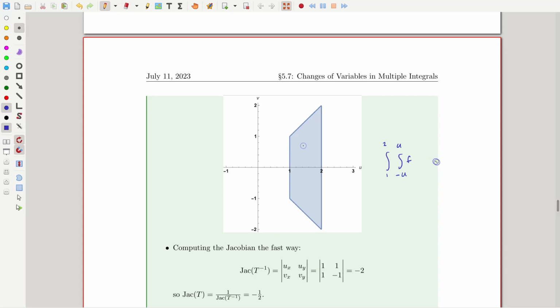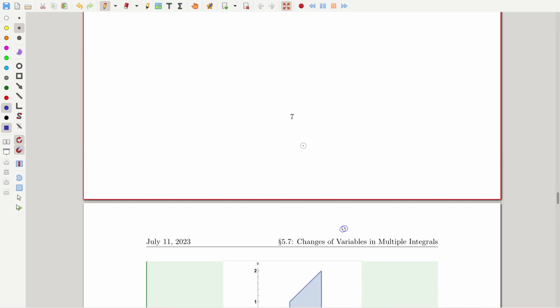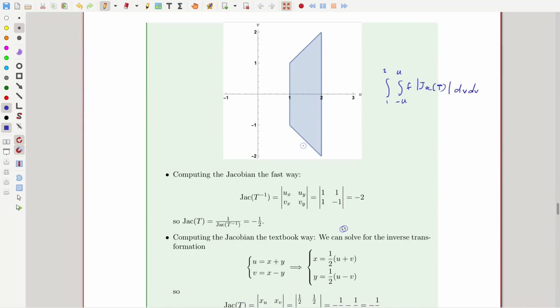And I guess technically I should put the Jacobian here, so maybe I'll say the Jacobian of t in absolute values, dv du. So this is the integral that integrates over this region. Okay, let's come back to the Jacobian calculation because that's what I write next.